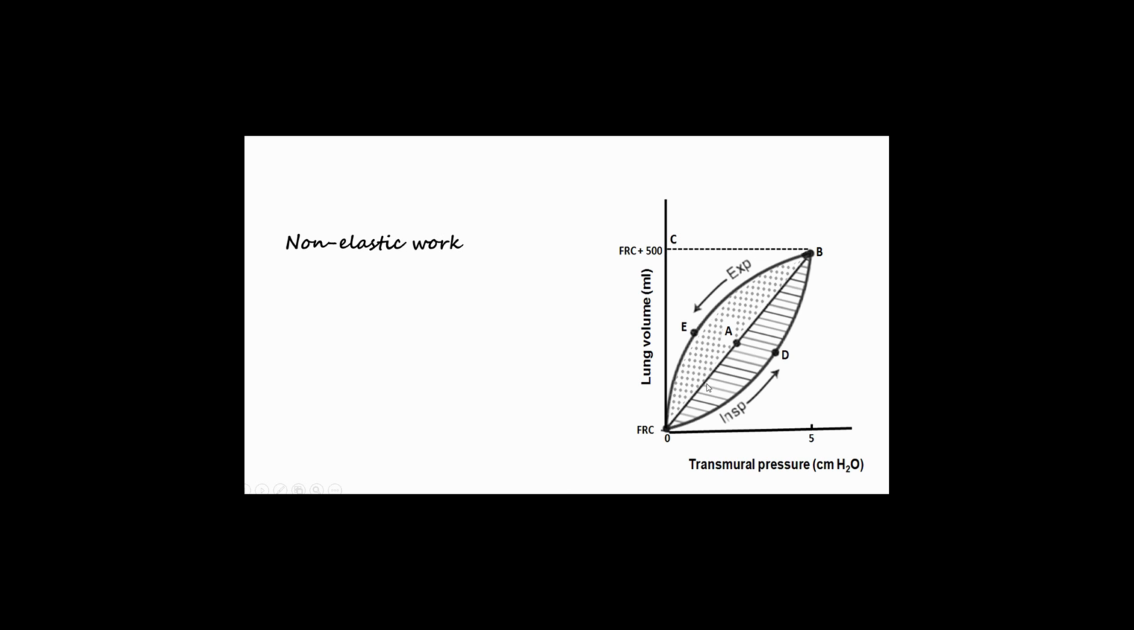Non-elastic work. Non-elastic work is done to overcome airway resistance, 28%. The greatest resistance is met in the medium-sized bronchi. Tissue resistance, 7%. It is due to the viscosity of the lungs and chest wall. This non-elastic work is represented by the hatched area 0dBA0. It normally constitutes about 35% of the work of breathing.